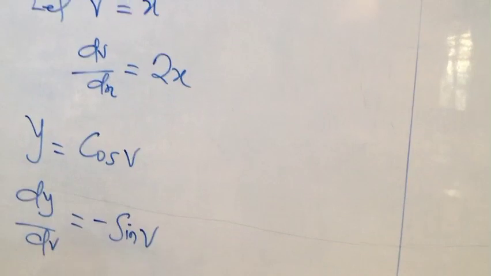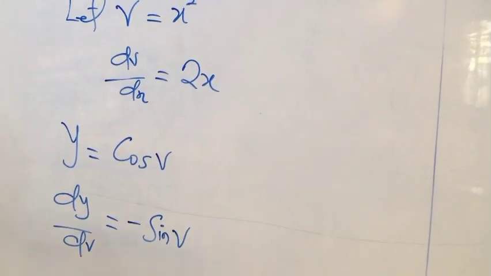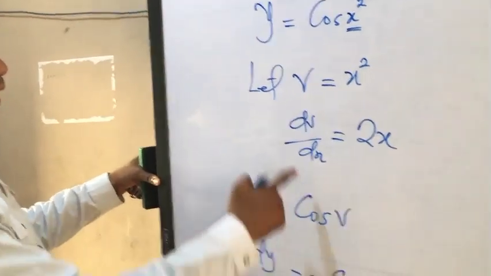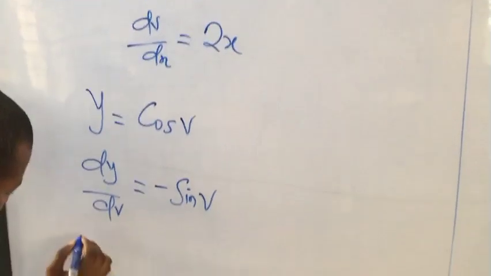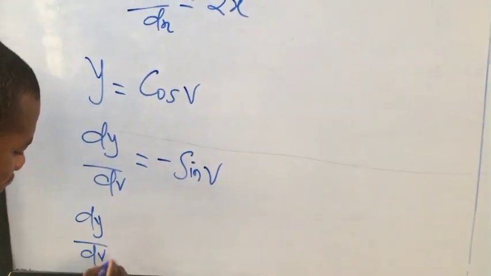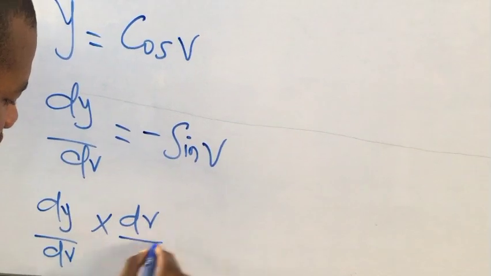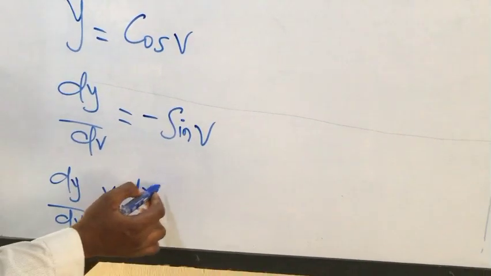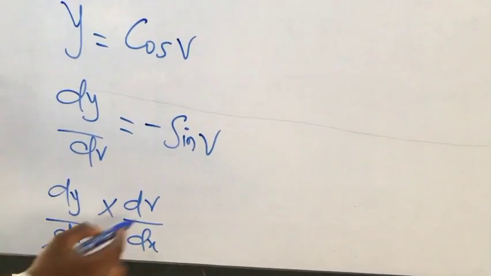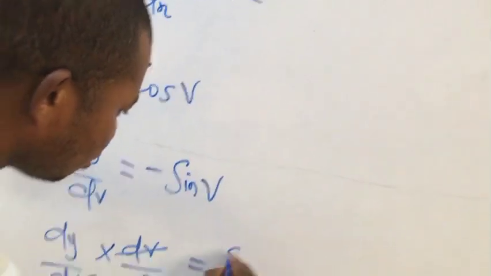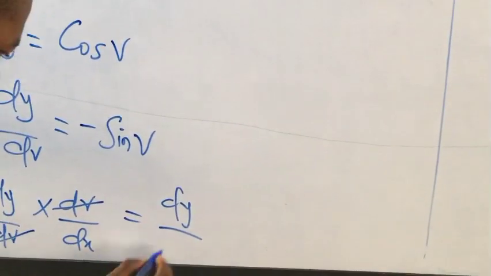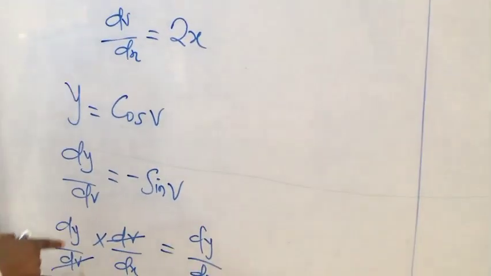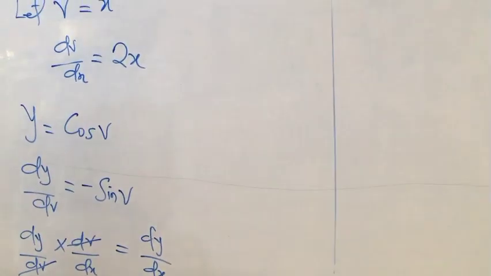Now, following this, I will do something now. I'm gonna do a test running. What if I multiply the dy dv by dv dx? What will it give me? The dy dv multiplied by dv over dx. By looking at this, you find out that your dv is up, your dv is down. So we cancel this. You are left with what? The dy over what? Dx. So which means that dy dx is equals to dy dv multiplied by dv dx.